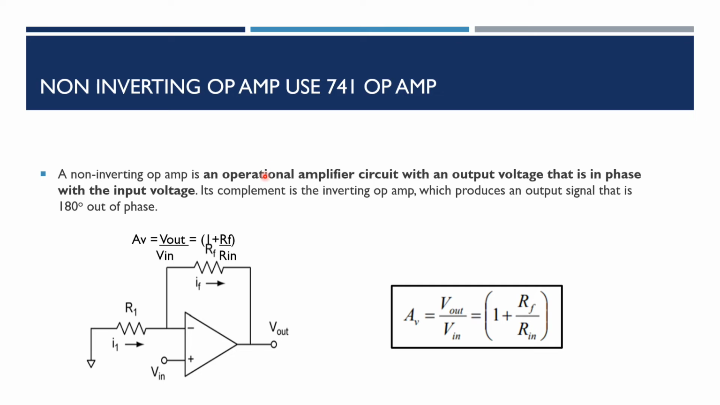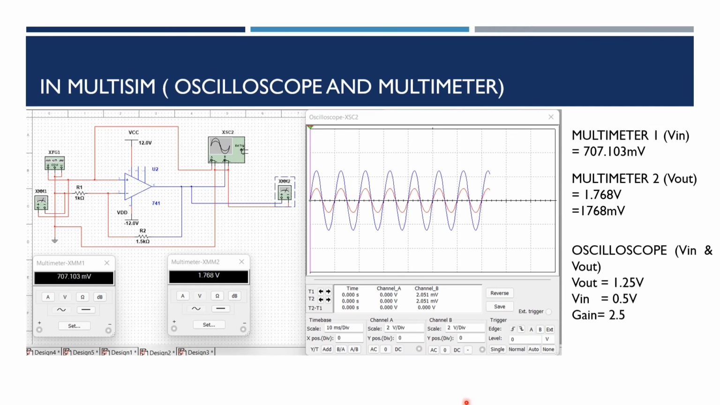Non-inverting operational amplifier. In the non-inverting operational amplifier, Vin goes to the positive terminal, and the negative terminal goes to RF, Rin and ground. This is the formula for the non-inverting amplifier.